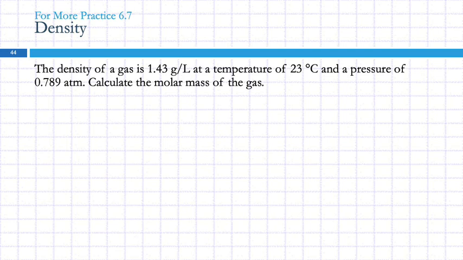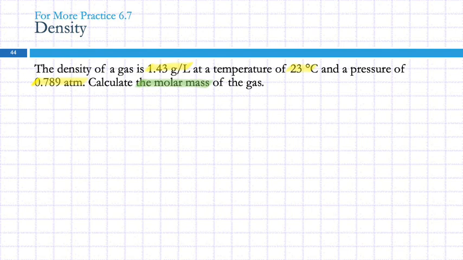Okay, this one's a little different. The density of a gas is 1.43 grams per liter at a temperature of 23 degrees Celsius and a pressure of 0.789 atmospheres. Calculate the molar mass of the gas. So I'm given a density, a temperature, a pressure, and I'm looking for the molar mass.